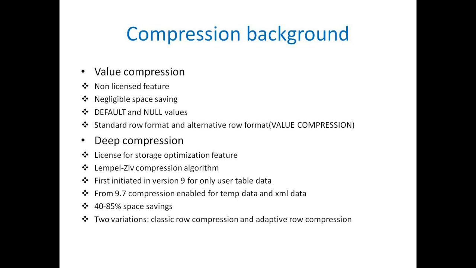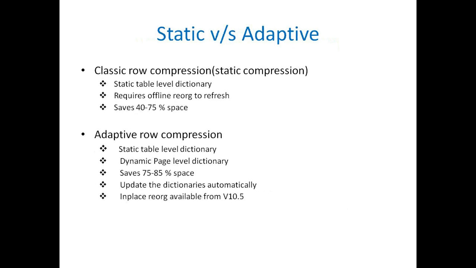And there are 2 variations of it: classic row compression and adaptive row compression. I'll be explaining mostly adaptive compression. Static was there from 9, and in 10.1 there is an introduction of adaptive compression. In the case of static, the compression will create a static table level dictionary, and the main disadvantage of this is it requires a reorg offline in order to refresh the data, and it saves around 40 to 75% of space.